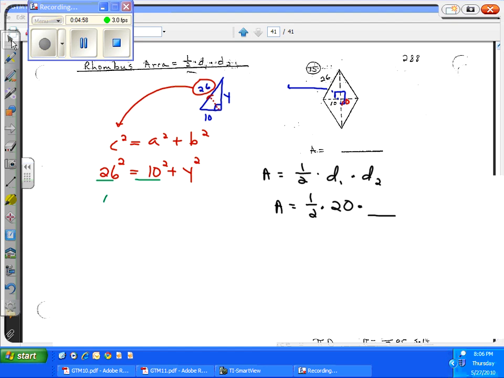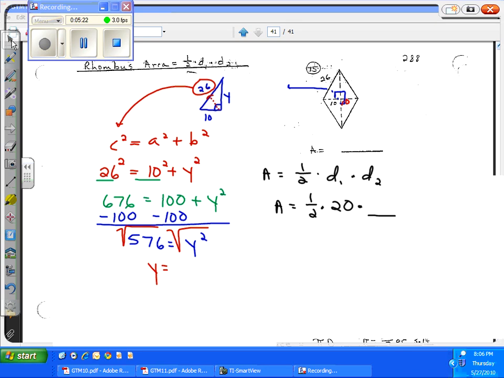We're going to do the exponents. 26 squared is 676 is equal to 10 squared, which is 100 plus y squared. It's time to undo. We're going to undo addition first by subtraction. We'll get 576 is equal to y squared. We're going to undo the square with the square root. What times itself is 576? 24. So 24 is this little piece, which is half of this diagonal. So the whole diagonal is 48.